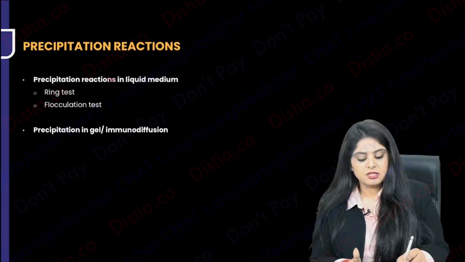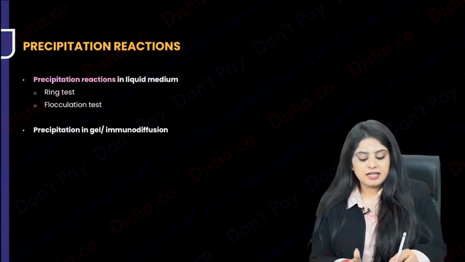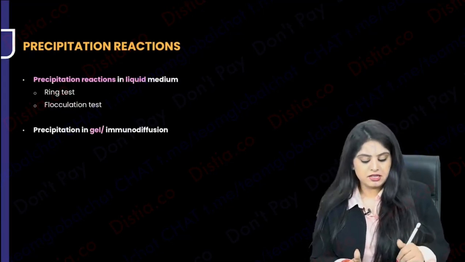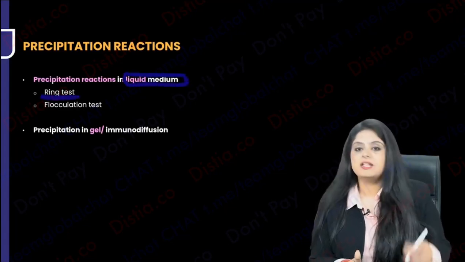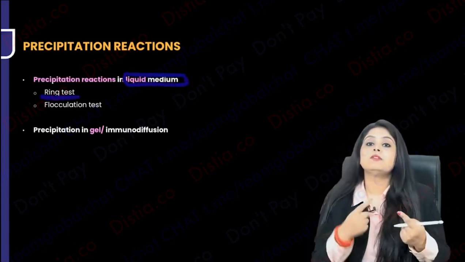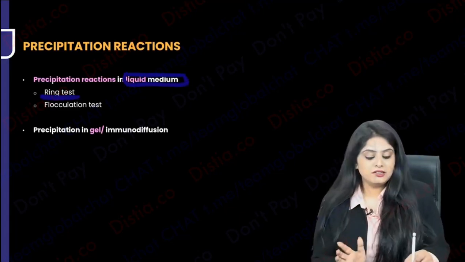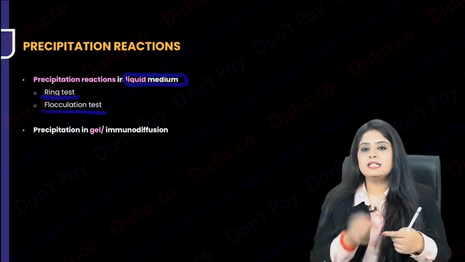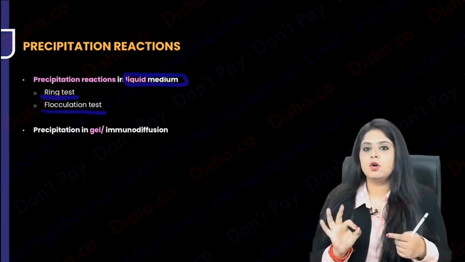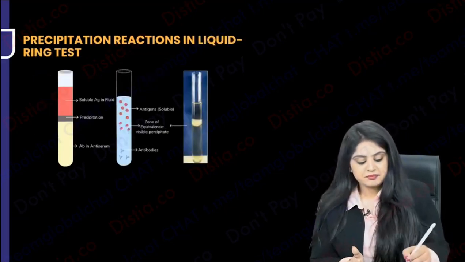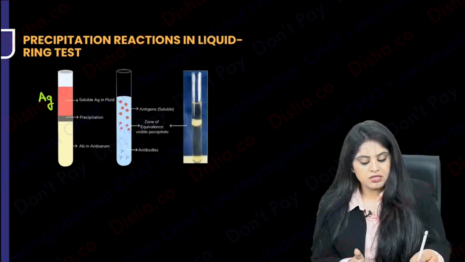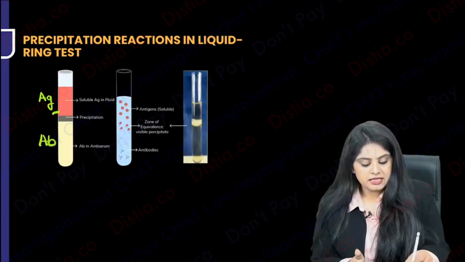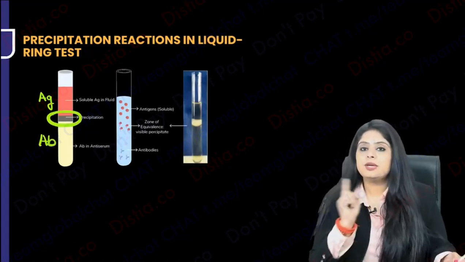I'm starting with precipitation reactions, and they can either occur in a liquid media or they can occur in a gel. I'll first take up the ones that occur in a liquid media. The first one is when antigen and antibody meet, they form a ring. The second one is when they meet, they form small floccules. When I say an antigen over here and an antibody over here, they are going to meet in this zone, that is where a ring is formed.